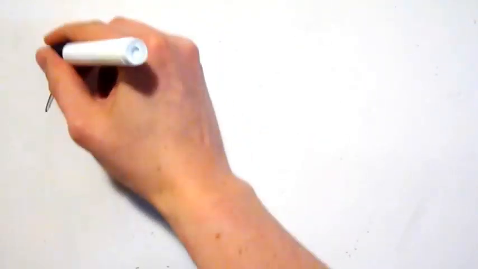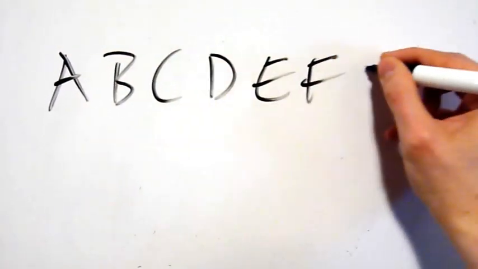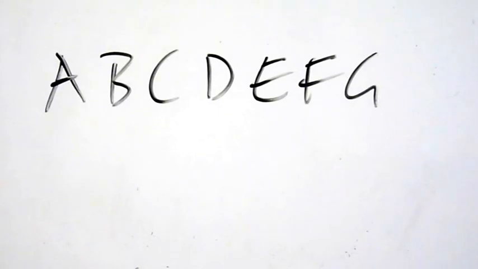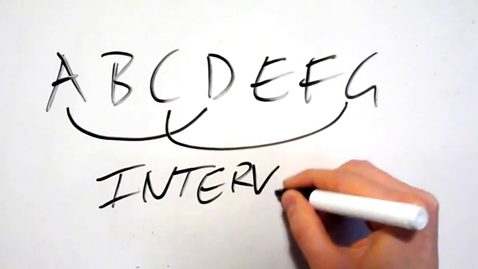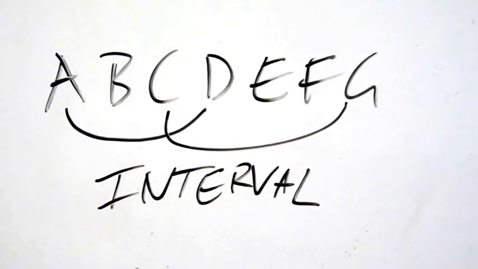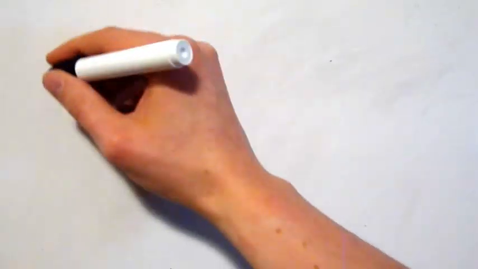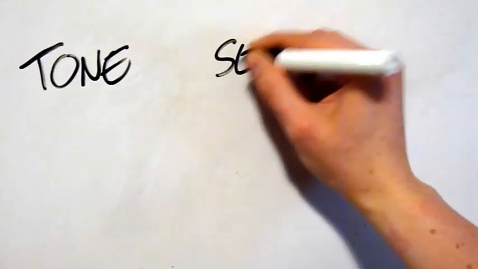Major scales are constructed using these 7 letters of the English alphabet. The distance between any 2 of these notes is called an interval. We need to know 2 intervals to be able to construct major scales. These are the tone and the semitone.